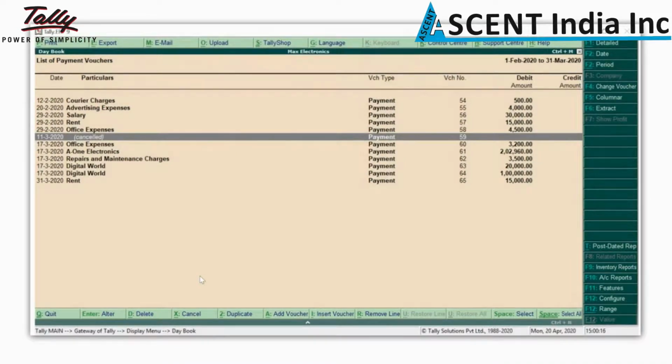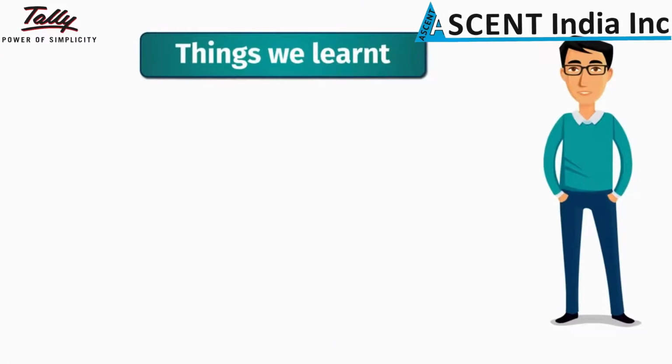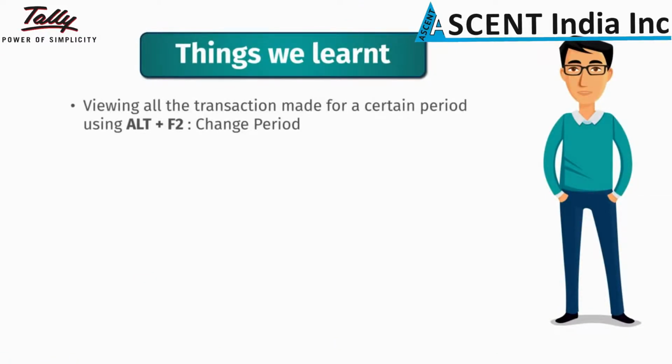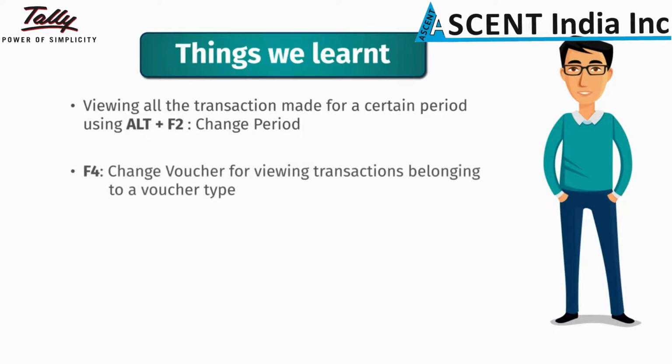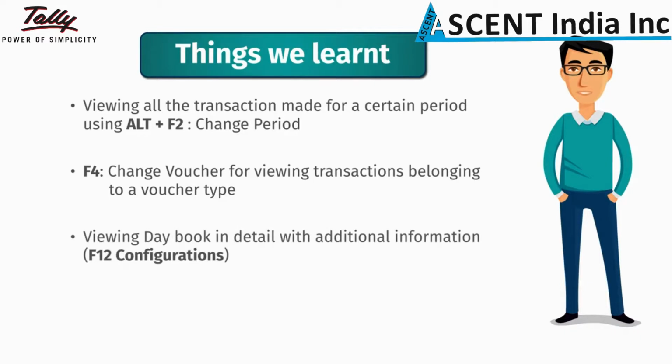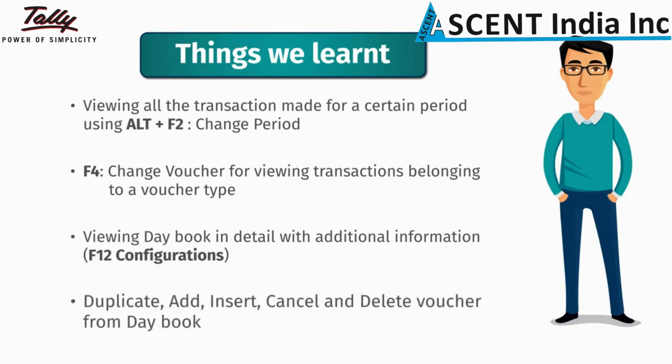So, keep exploring. So here's a quick recap of what we learned. Viewing all the transactions made for a certain period using Alt F2 for changing the period. Viewing transactions belonging to a voucher type by using F4, that is to change the voucher. Viewing the daybook in detail with additional information using F12 configurations. And duplicating, adding, inserting, cancelling, or deleting vouchers from the daybook.